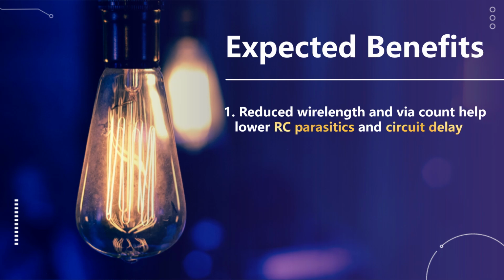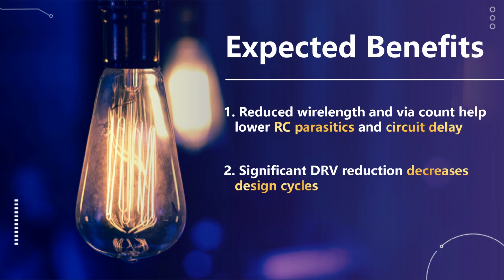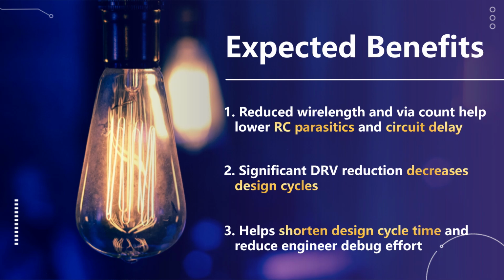Let me summarize the expected benefits of adopting Lyra. First, reduced wire length and via count directly translate to lower parasitic RC and delay, improving both timing and power metrics. Second, DRC violation reduction means fewer design rule violations to chase down, which directly reduces the number of design iterations needed. Third, and perhaps most impactfully, Lyra shortens overall cycle time and reduces the debug effort required for convergence. Engineering teams can focus on architecture and innovation rather than endless fix and rerun loops.